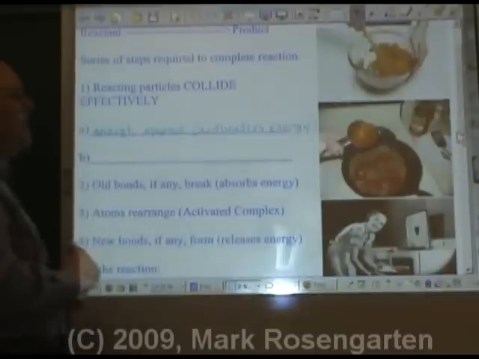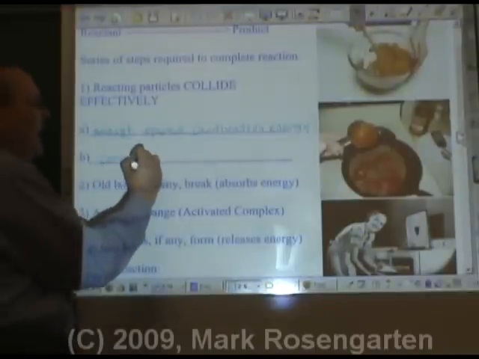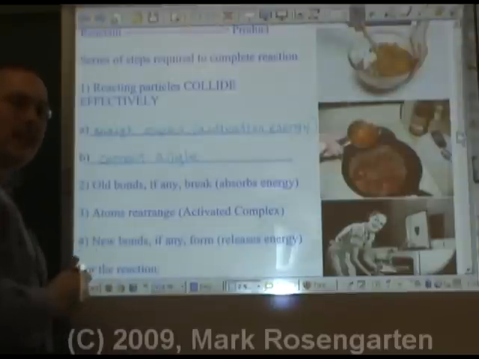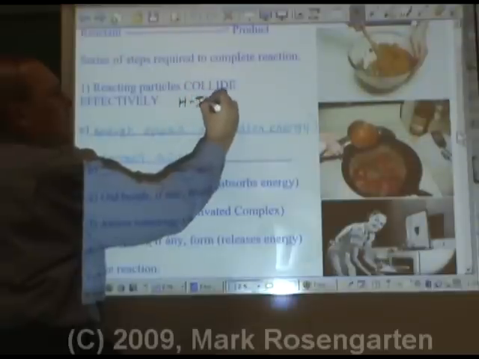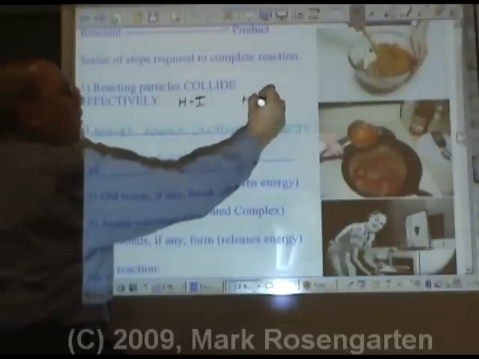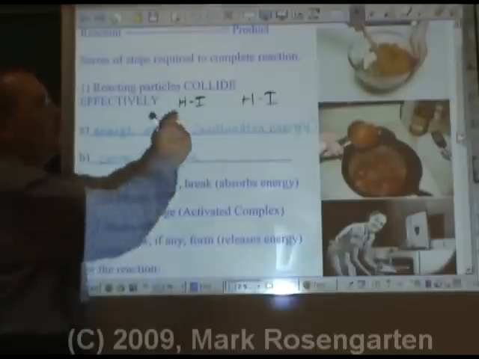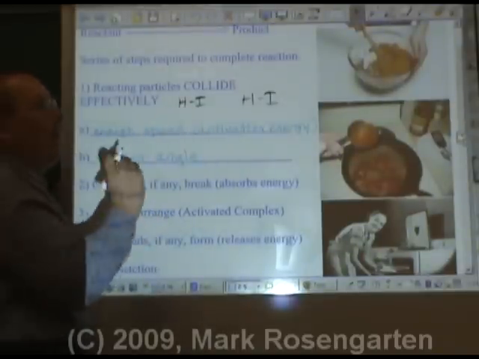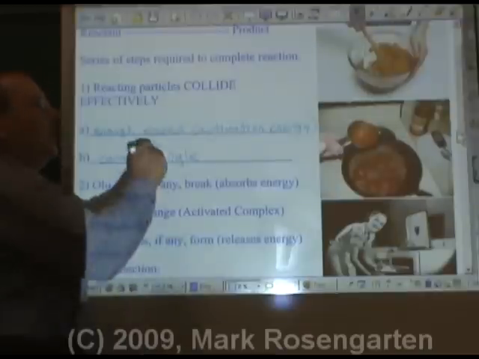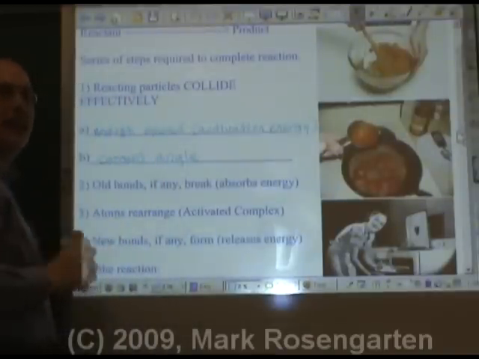Not only do the particles have to collide with enough speed, they have to collide at the correct angle. For example, if I want a molecule of HI to react with another molecule of HI, if they don't collide in the proper manner, they're just going to bounce off each other. If they're oriented correctly, then they can combine. So enough speed and correct angle, and that's how the reacting particles can collide effectively.